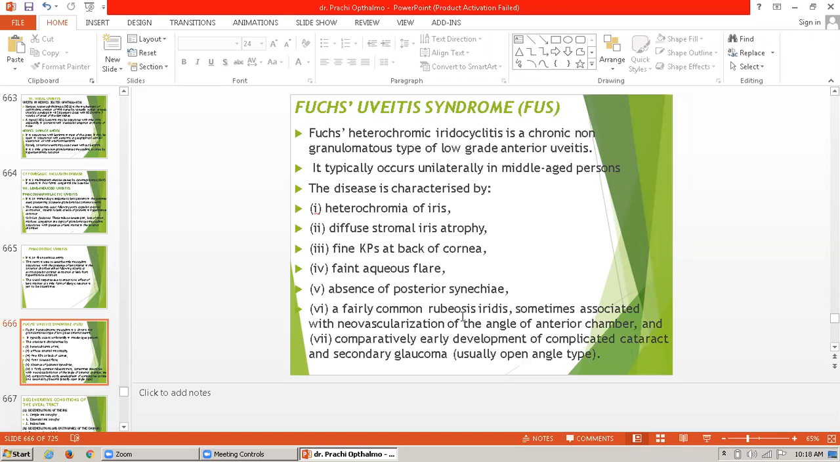a fairly common rubeosis iridis, sometimes associated with neovascularization of the angle of anterior chamber, and last one is comparatively the early development of complicated cataract and secondary glaucoma, which is usually open angle type.